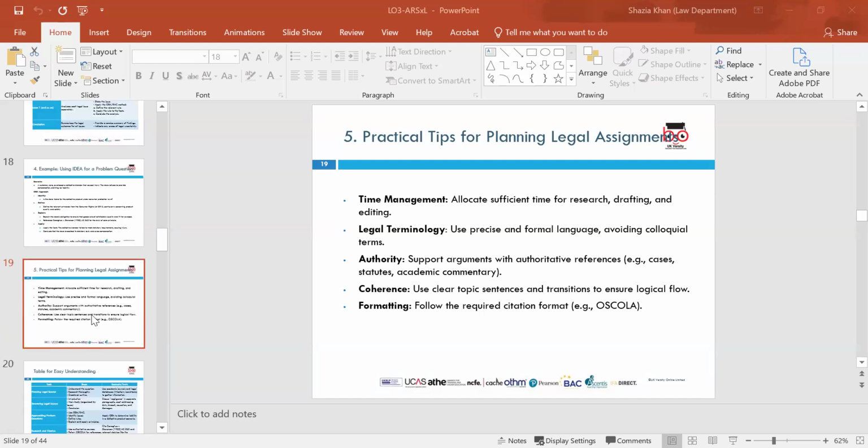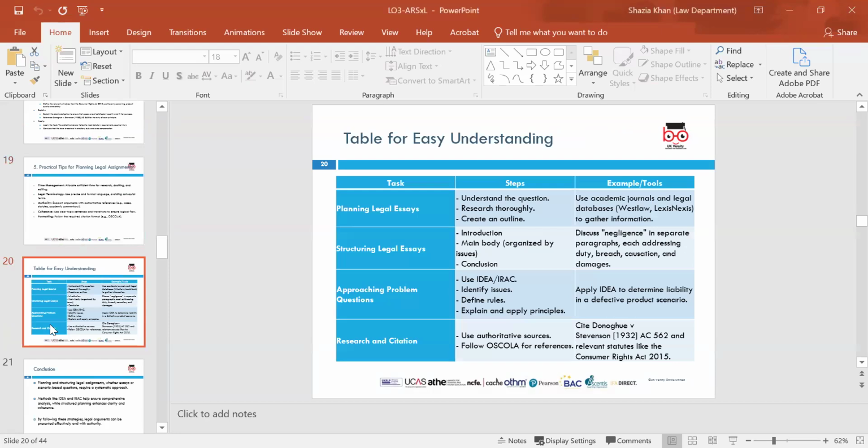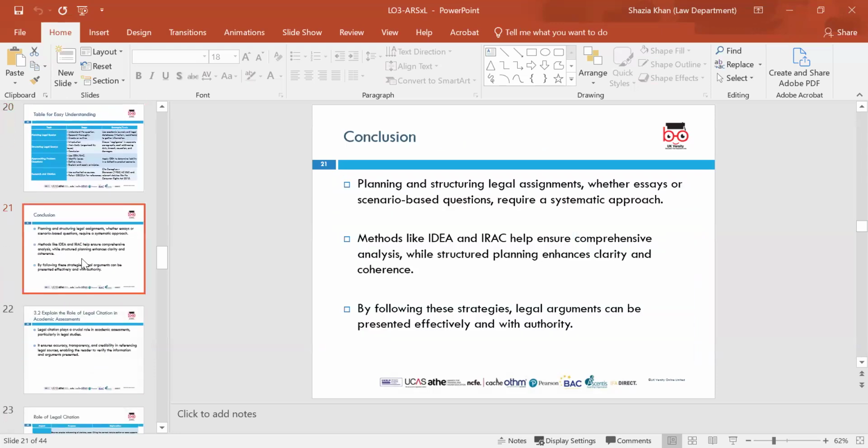The next one is a table for easy understanding. It looks at planning legal essays, the steps to take and examples; structuring legal essays, the steps to take and some examples; approaching problem questions, the steps to take, using the IDEA and IRAC models that people use to determine liability; and research and citation, with an example. Look at the table in more detail in your own time. Planning and structuring an assignment is really important for a systematic approach and making sure it has a good structure.